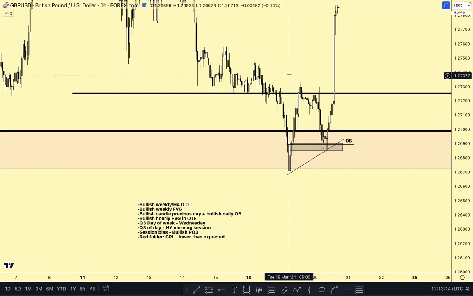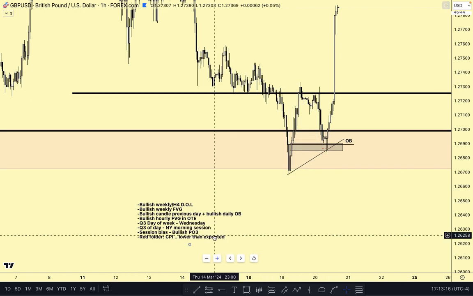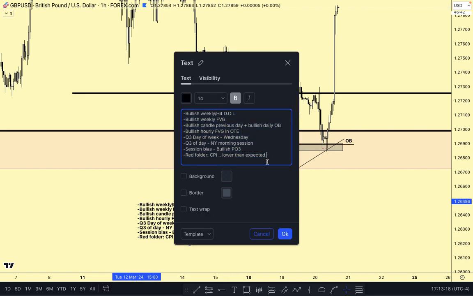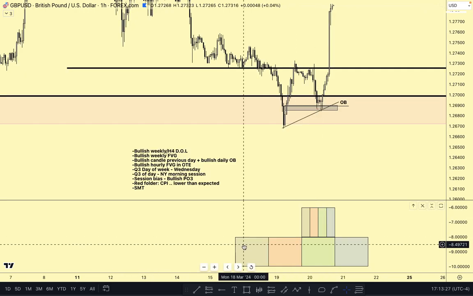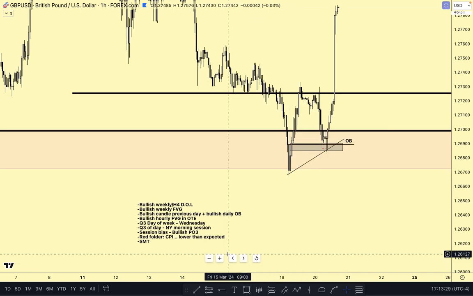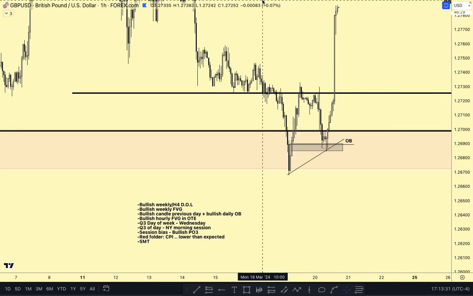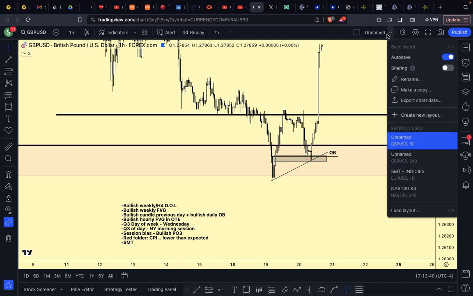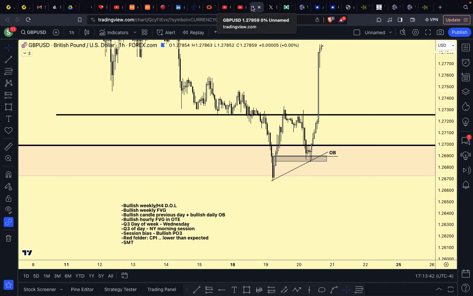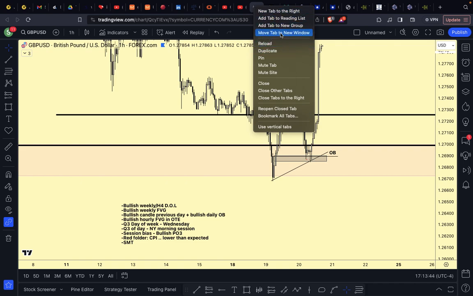Then on top of that, I'm gonna give you all another confluence. SMT. That is divergence. Divergence from what, you may ask? I'll tell you divergence from what. Pardon the ridiculous amount of tabs.